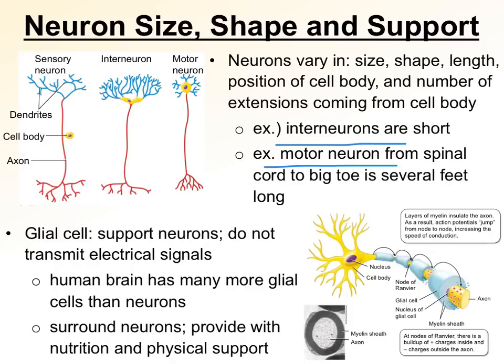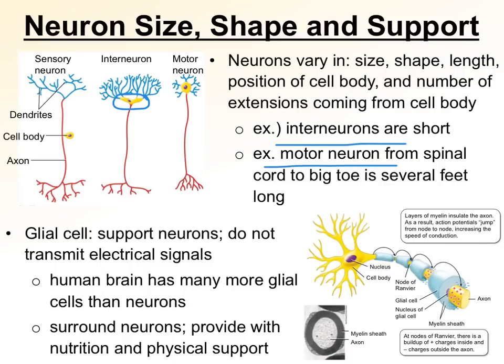They can also vary in terms of the number of extensions that come from them. Really, we're not going to get into all this, but certainly there are courses where you could go more in depth and learn more. And then the cell body is this region where the nucleus is located, and it's positioned differently in all of these different neurons.